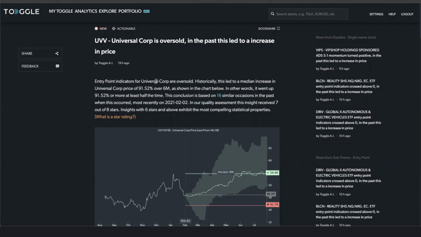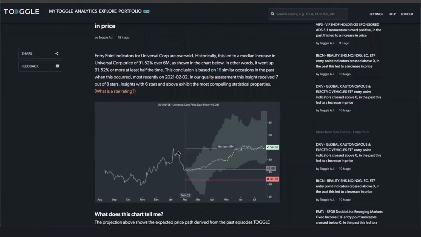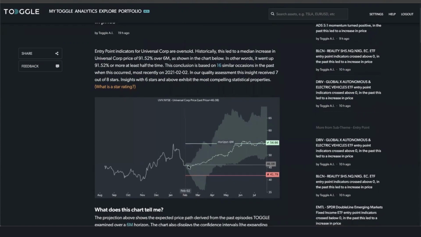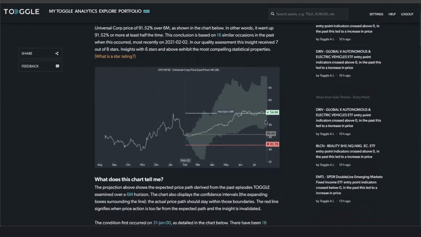And the highlight for today is the fact that, based on the price action, Toggle has detected that it may now be oversold, that the recent sell-off might have gone far enough, and that historically, over the following 6 months, the stock has typically tended to recover. So the starting point here is 46, and the area that you would target would be around 54.66, with the confidence cone potentially extending as far as 65.